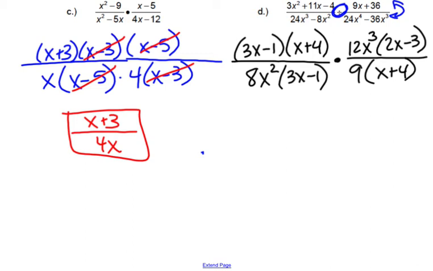From here, start canceling. Again, this is just one big fraction bar. I'm going to multiply all of this together anyway. So what can I cancel from top and bottom? You should see some common factors. I have a 3x minus 1, 3x minus 1, x plus 4, and an x plus 4. I have a 12 on top and a 9 on the bottom. So 3 goes into both of those. 3 goes into 12 4 times. 3 goes into 9 just once.